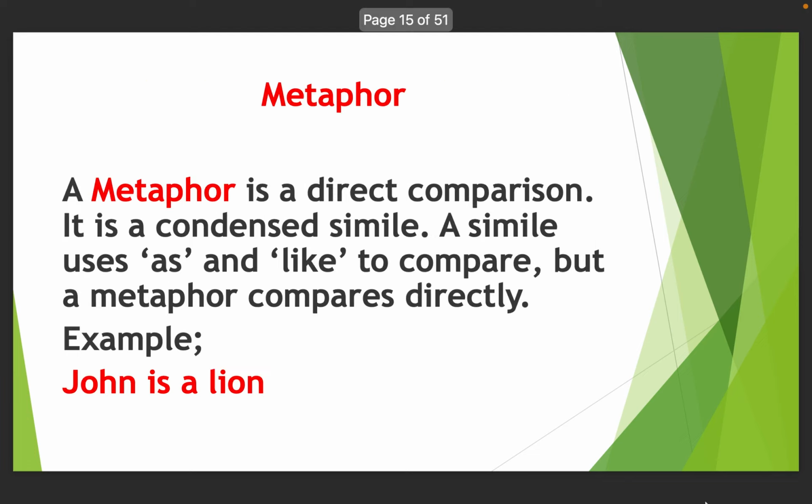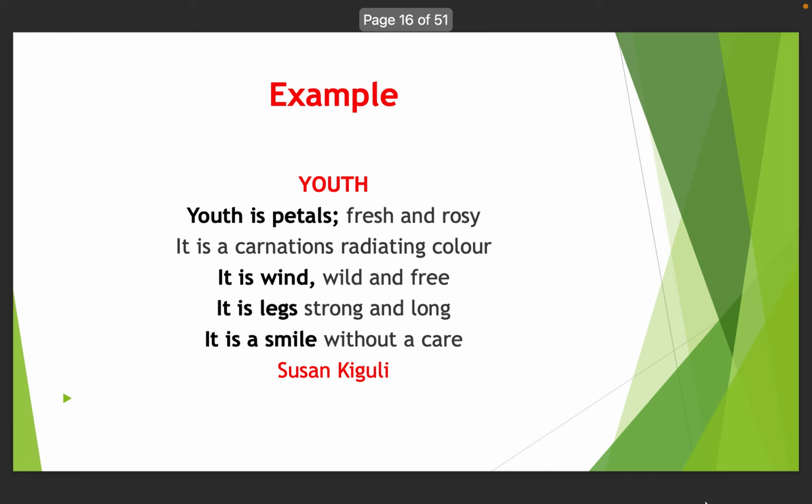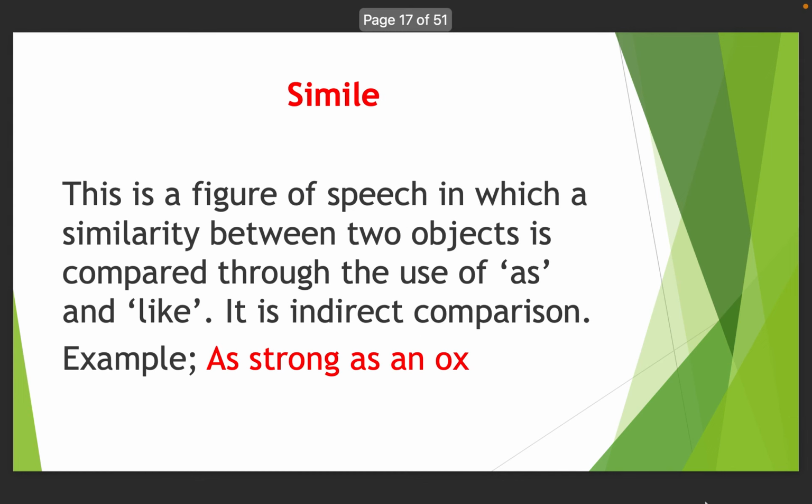Hyperbole. Metaphor. A metaphor is a direct comparison. It is a condensed simile. A simile uses as and like to compare, but a metaphor compares directly. Example. John is a lion. Example. Youth. Youth is petals, fresh and rosy. It is a carnation's radiating color. It is wind, wild and free. It is legs strong and long. It is a smile without a care. Susan Kigley.